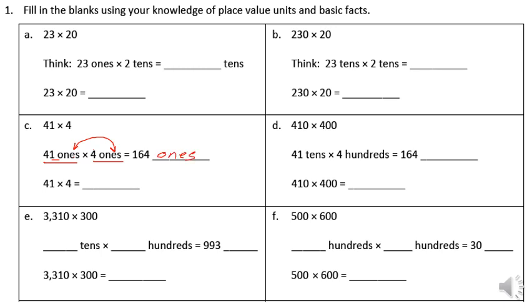And the big emphasis here is on our units. 1 times 1 is ones. So we end up with 164 ones. So we know 41 times 4 is 164. And we don't normally put the ones out there.